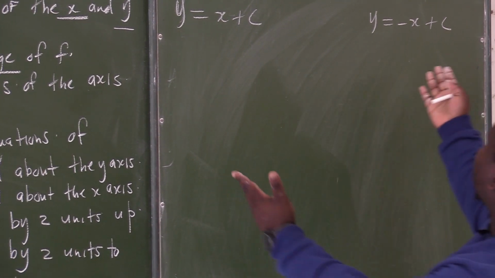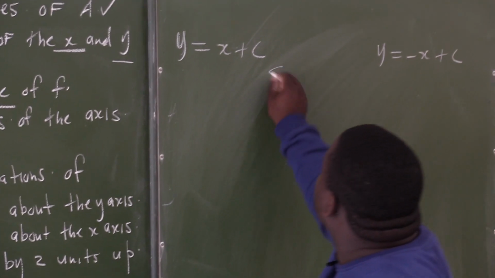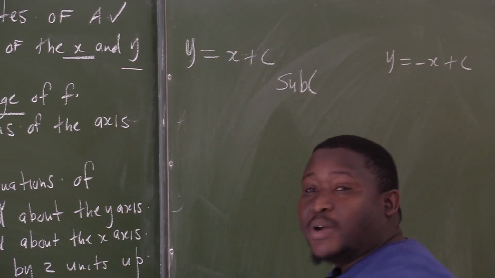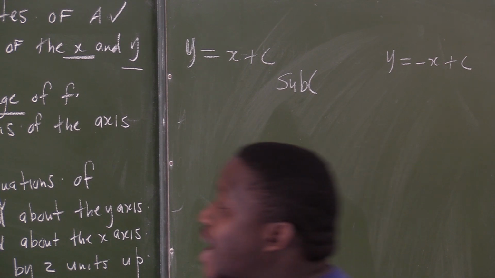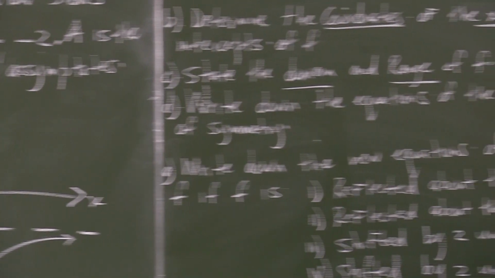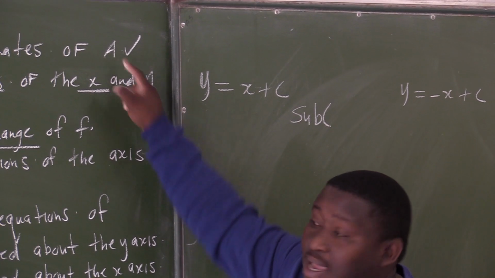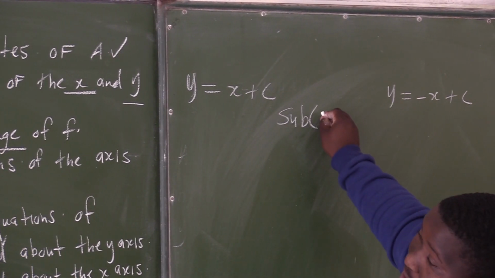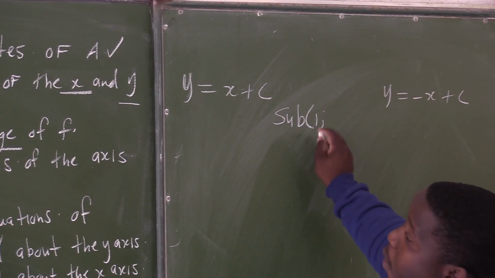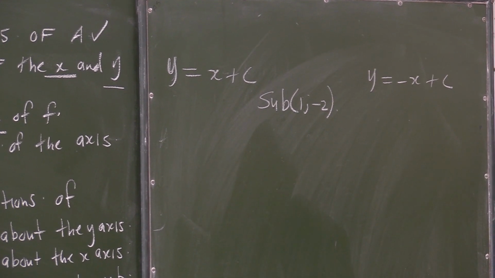These are your axes of symmetry. But always we need to find the values of c. How then are you going to find the values of c? You must substitute a point where the lines intersect, the point where the asymptotes intersect. In this case, what is our point? Point A. It was in answer A, and the x value was 1 and the y value was negative 2. So this is the point we are going to substitute.